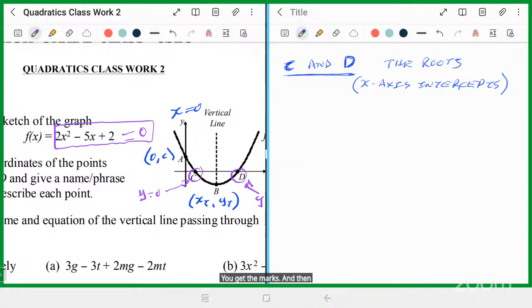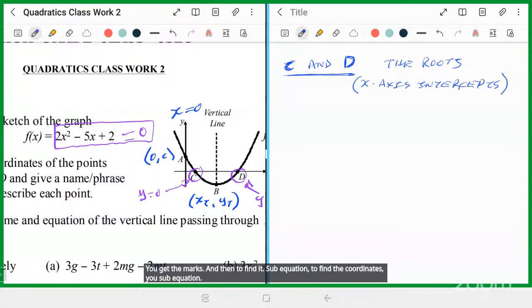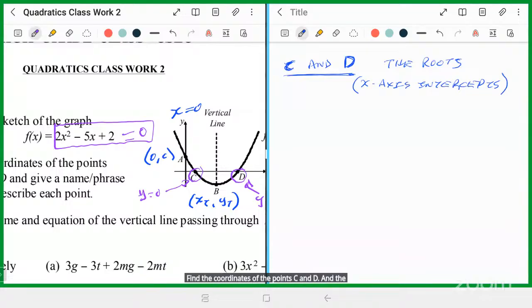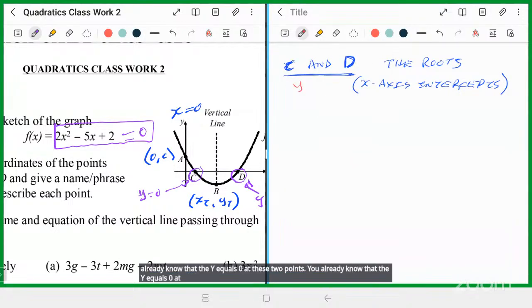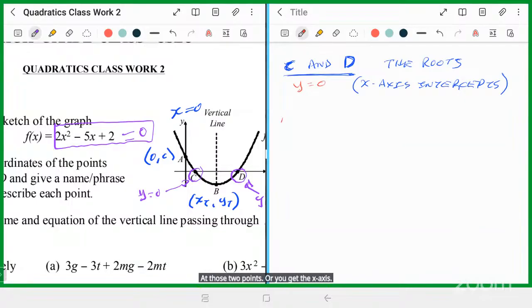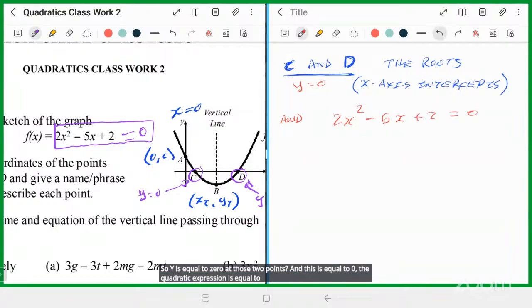And then to find them, you solve the equation. To find the coordinates of the points C and D, you already know that y equals 0 at these 2 points. So we're going to write 2x squared minus 5x plus 2 is equal to 0, because y is equal to 0 at those 2 points. The quadratic expression is equal to 0 at those 2 points.